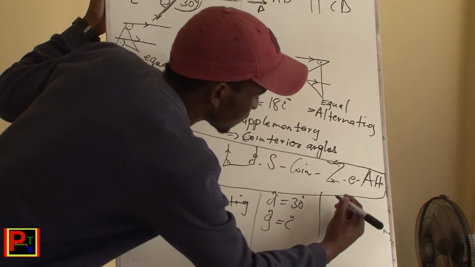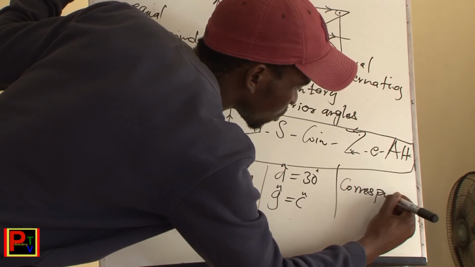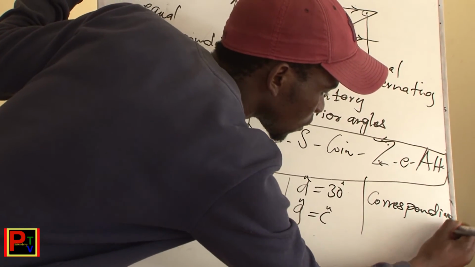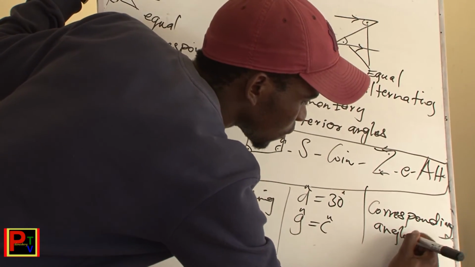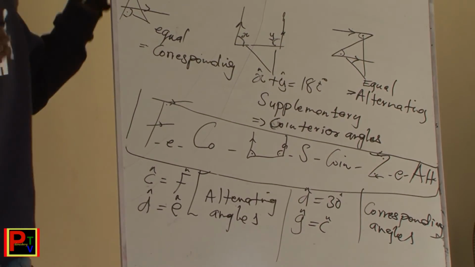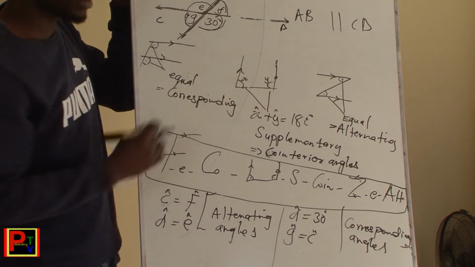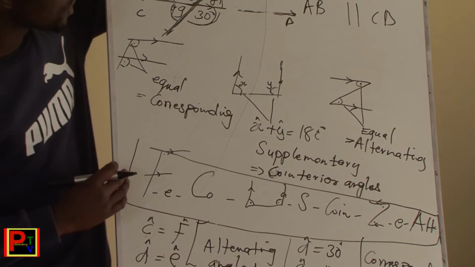The reason for this is corresponding angles. And we know that corresponding angles are equal. Now let's try to use the U shape. Where can we get the U shape?